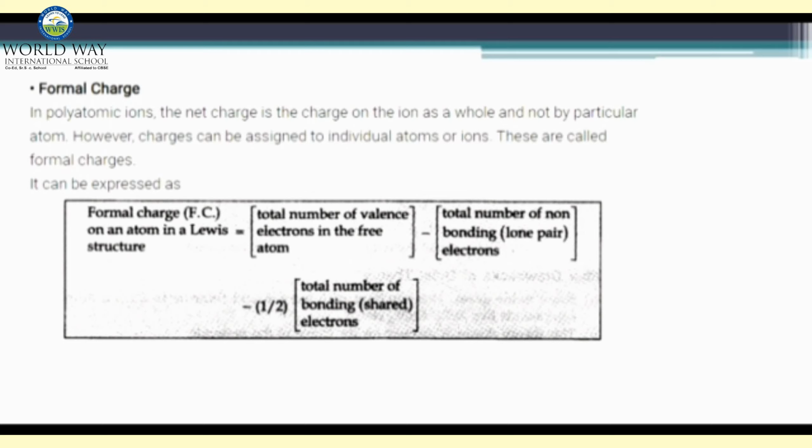First of all, we need to calculate the total number of valence electrons in the free atom. The next step is to calculate the total number of non-bonding electrons, or the lone pair of electrons. And the last step is to calculate the total number of shared electrons, or the bonding electrons. So the formula suggests we subtract the first two quantities, and then divide the third quantity by two and subtract it from the answer we received from the first subtraction.